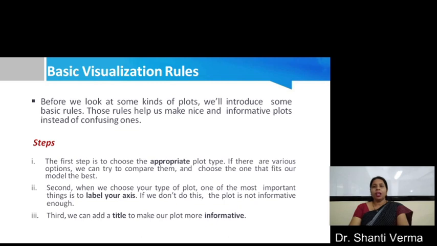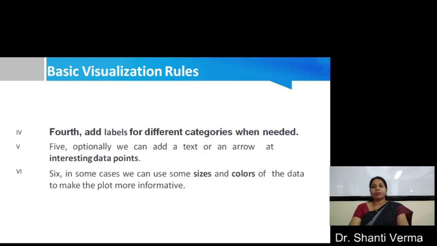Now let's discuss some basic rules for data visualization. There are 6 steps. The first step is to choose the appropriate plot type. There are various types of plots available. You have to choose which plot is suitable for your data set and fits your model best. The second step is to label your axes. If you don't do this, it is possible, but your plot is not informative enough. The third is to make a suitable title for your plot. If you put a suitable title on your plot, it is more informative. The next step is to add labels and different categories when needed.